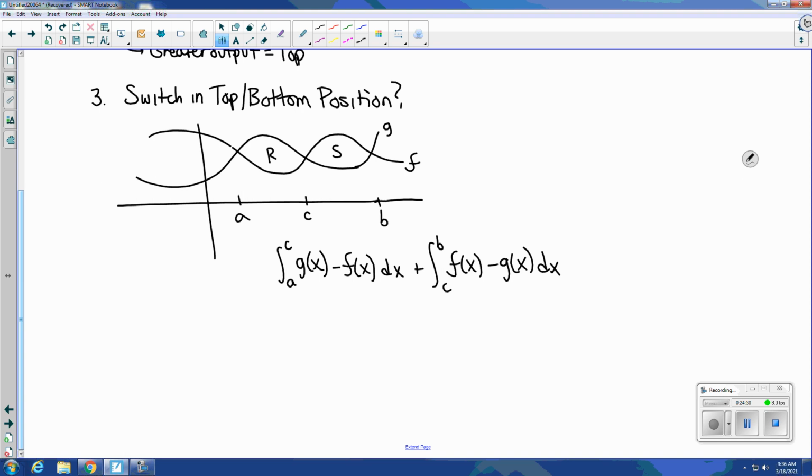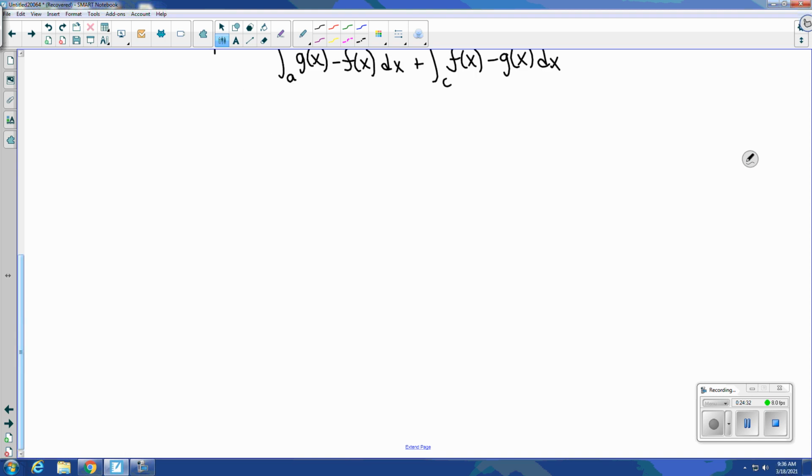Then the last consideration is integrating with respect to y.